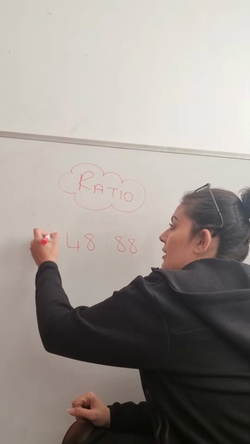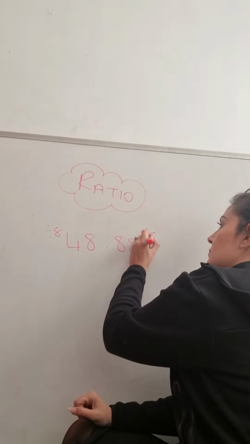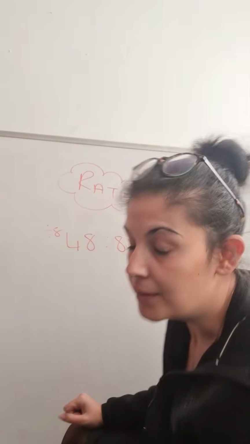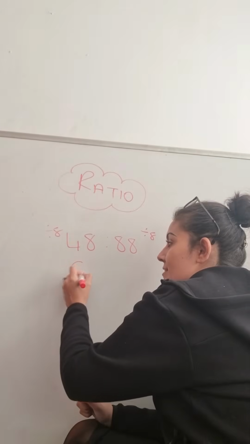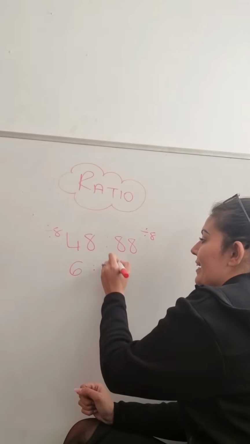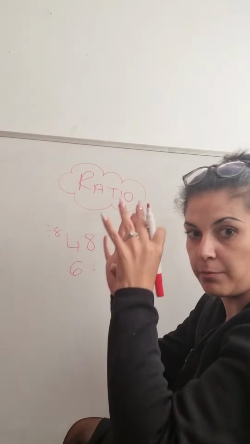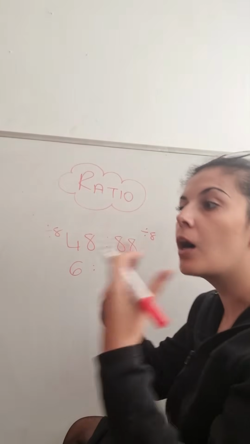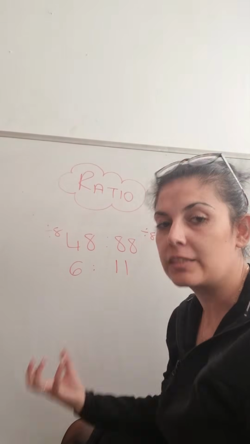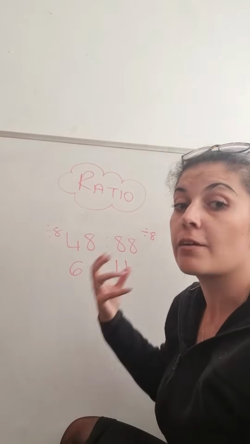So I'm going to divide both sides by 8. So 48 divided by 8 is 6, and 88 divided by 8 is 11. I'm not going to stop there. I'm going to ask myself, can I divide those numbers any further?